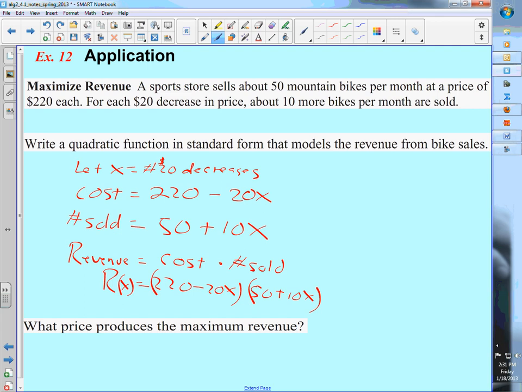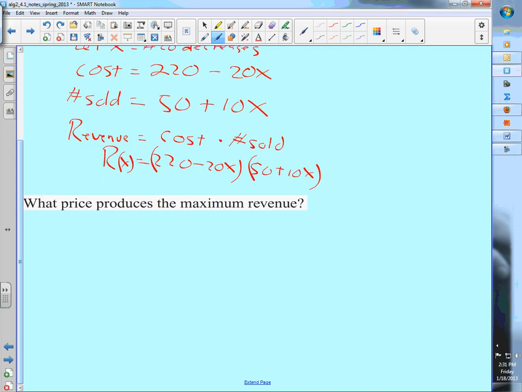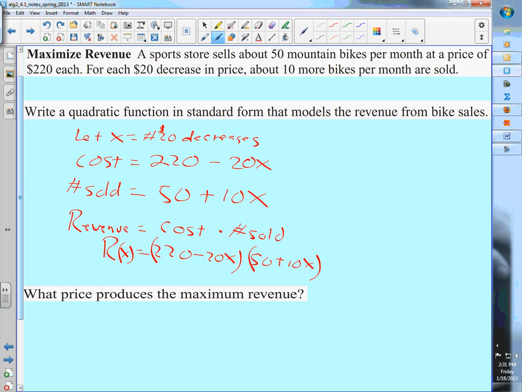The question is going to ask you what price produces the maximum revenue. Where are you going to find the maximum revenue? Somebody said it. The vertex, very good. Do we need to know the x or the y? We need to know the x. It doesn't say what is the revenue. It says what price. So we've got to figure out what x is, and then go back up to the cost. If x is 3, you plug in a 3. If x is 8, plug in an 8.